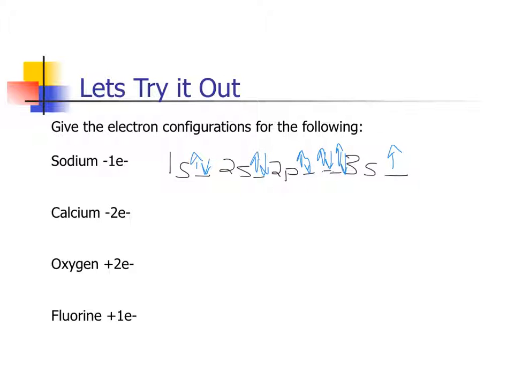Well, what happens if I lose an electron? That's where using pencils works. You can just erase it. So I lost that one electron. Now it only has 10. What other element only has 10? That would be neon. And so there you can kind of see how that works.